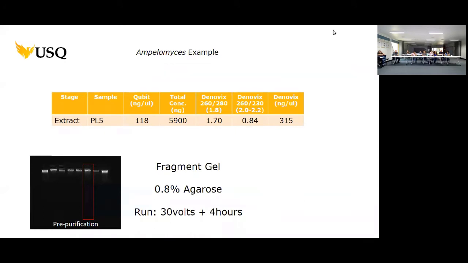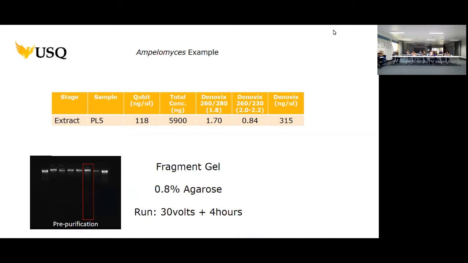This is just an example of a sample that I've put through this process for my PhD. This is Amphomyces. I started out with an extract, this is PL5, did a high molecular weight extraction, and ended up with 118 nanograms per microliter. It did take me about 4 to 6 months to get this extraction to work, but we got there in the end.